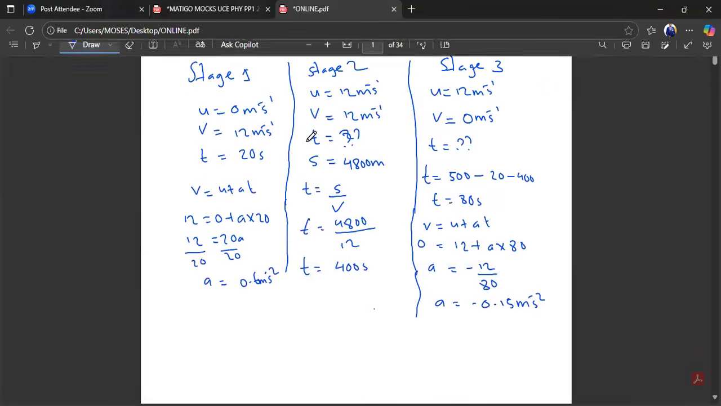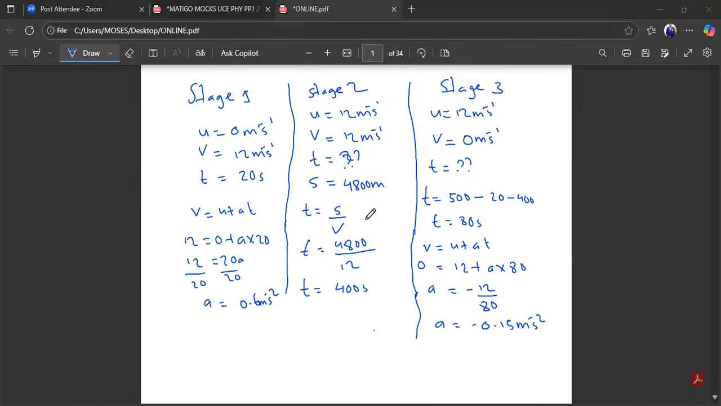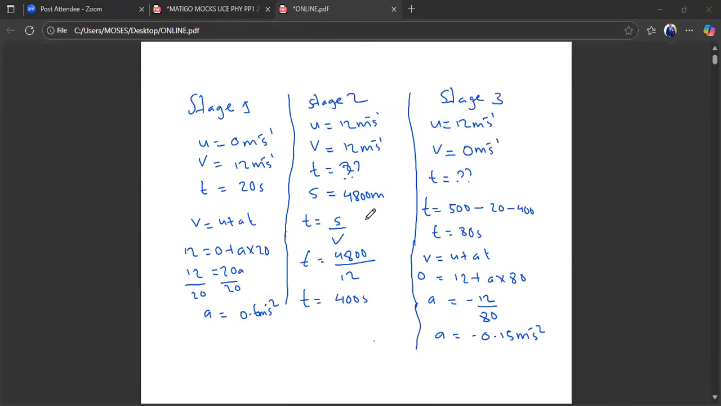We have done our analysis here. This is our analysis. So our analysis, stage 1, the person began from rest and then had a uniform acceleration to a velocity of 12 meters per second in 20 seconds. We can find acceleration there. We have come up with it using the first equation as 0.6 meters per second squared.